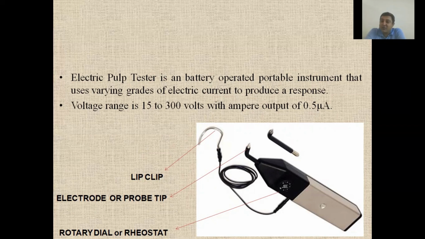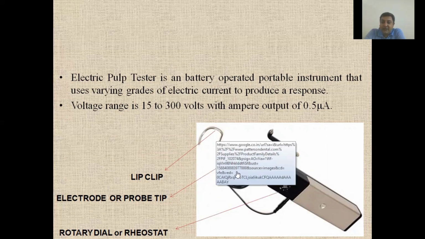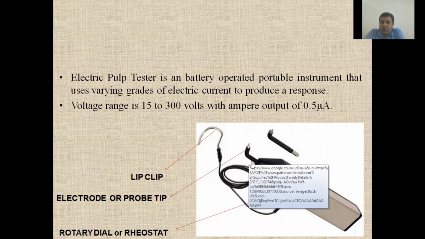What are the parts of this electric pulp tester? As you can see in the picture below, there is a lip clip, there is an electrode or probe tip, and there is a rotatory dial. This is the rotatory dial, this is the lip clip, and this is the probe tip or the electrode.